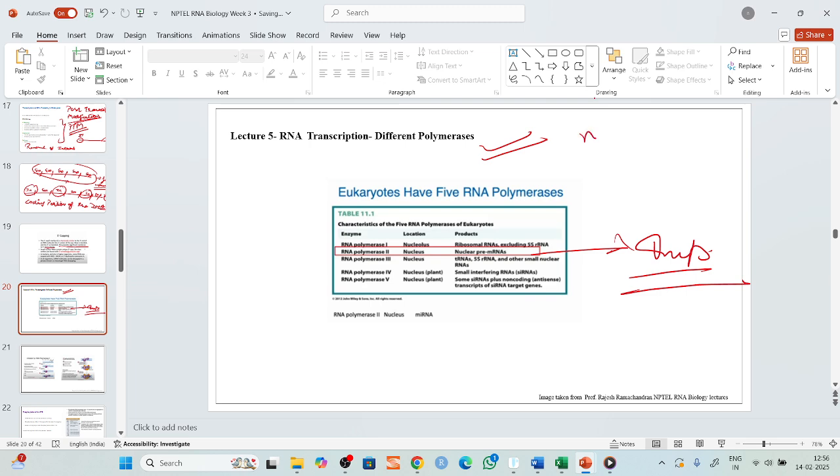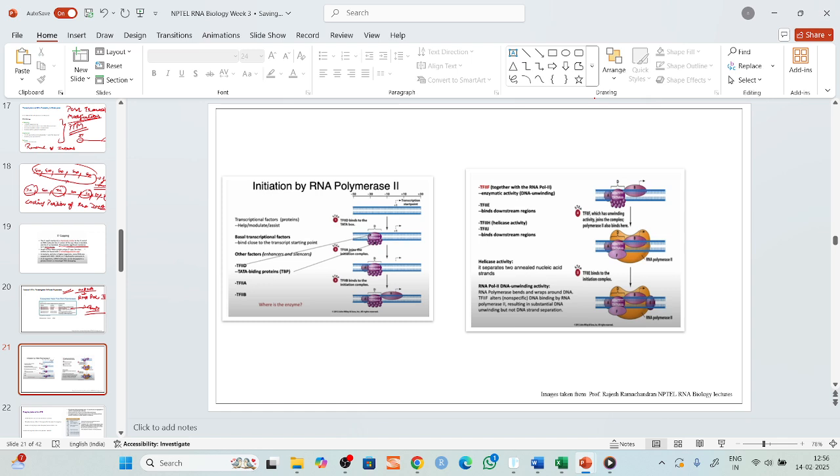That for mRNA, RNA polymerase 2 is needed.